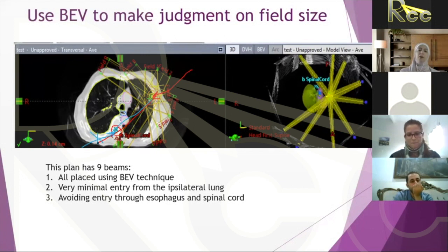It must hit the tumor first, then if you have to, it can pass through other organs at risk. But never, never have a beam go through an organ at risk first, if you can avoid it, such as the spinal cord, esophagus, heart, and so on.